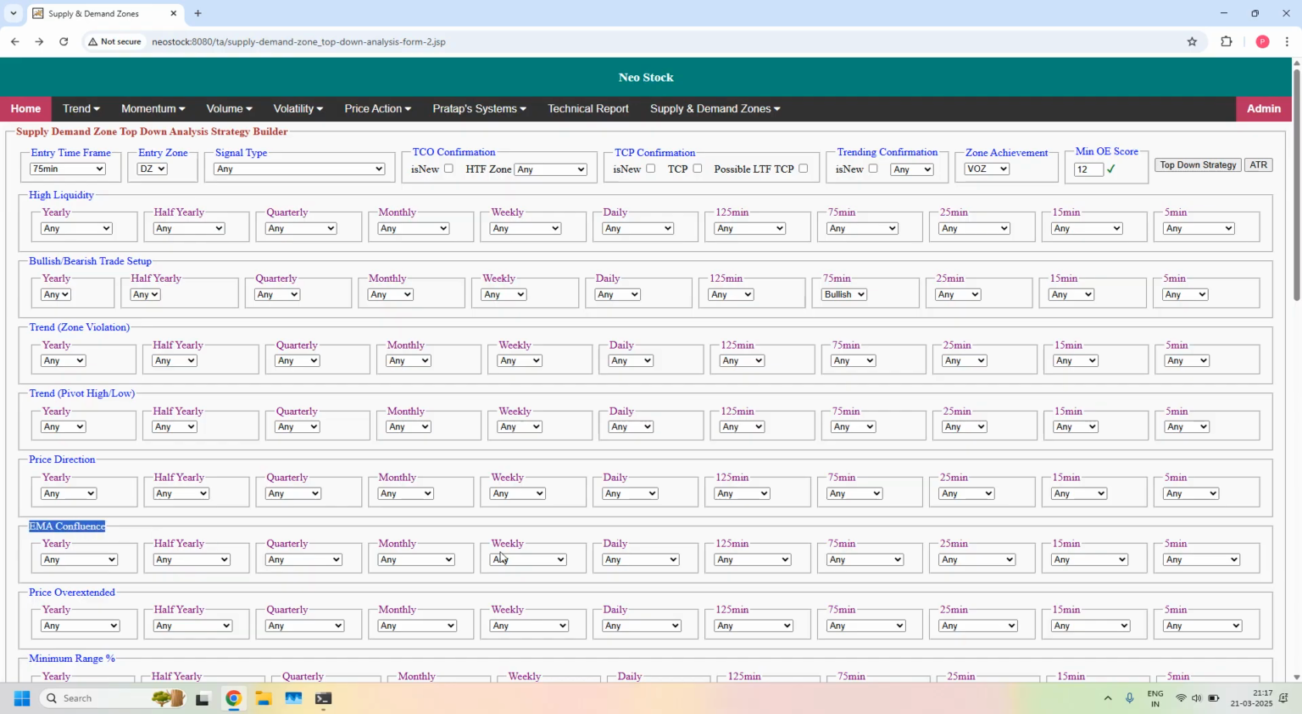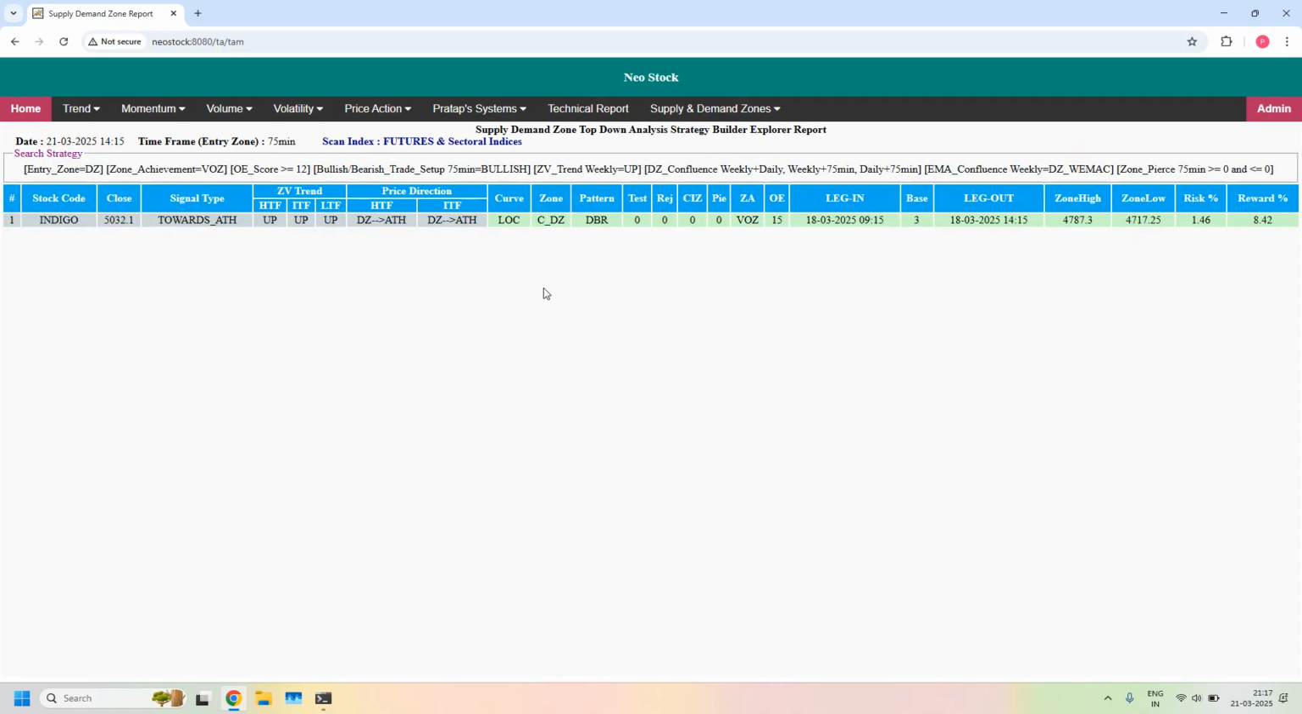In the EMA confluence, weekly time frame, I am checking. Weekly demand zone is having weekly EMA confluence. At the same time, trend should not be sideways on weekly. We don't want those stocks. We want only uptrend stocks because it is a bullish trade setup. So this is filtered. That means this zone might have an even higher probability to succeed, for bullish trade setup, weekly income trade.